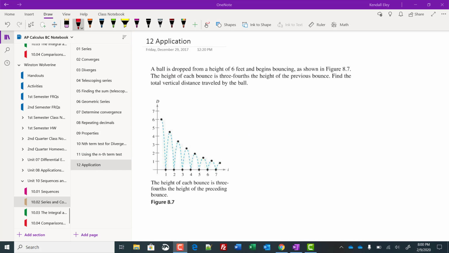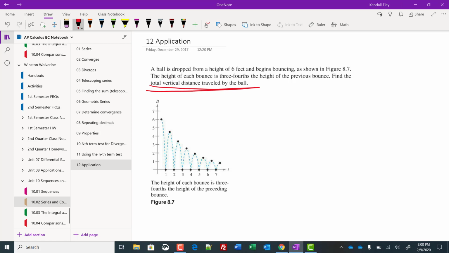This slide is an example of how we can use some of the techniques we've learned here to solve a real-life application problem. We're told that a ball is dropped from a height of 6 feet and begins bouncing as shown in figure 8.7. The height of each bounce is 3/4 the height of the previous bounce. Find the total vertical distance traveled by the ball.